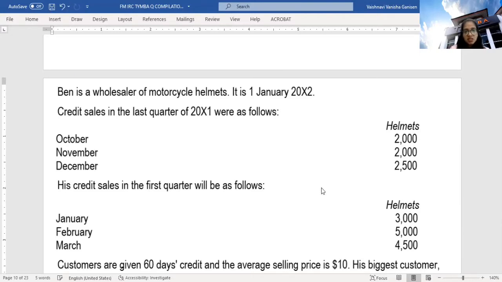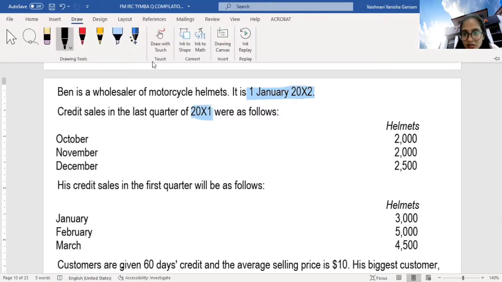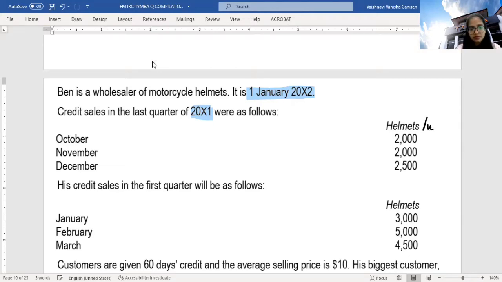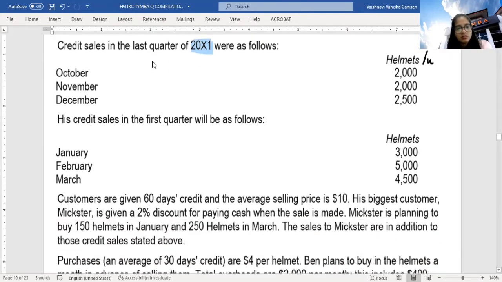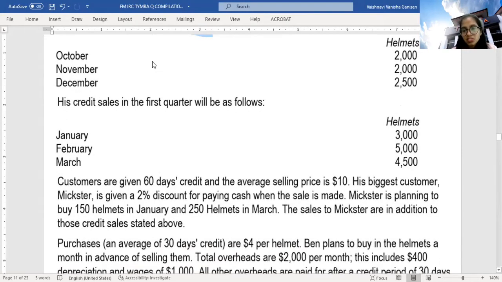So Ben is a wholesaler of motorcycle helmets. It is January 20x2. So credit sales in the last quarter of 20x1, so you have October, November, December. This is helmets, means these are number of units. His credit sales in the first quarter will be as follows: January, February, March. So these are all your credit sales.